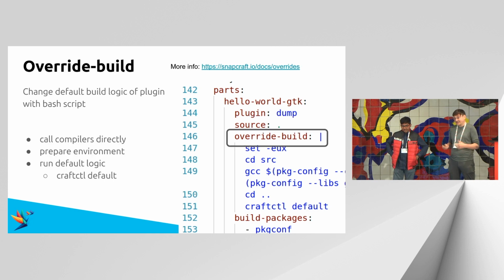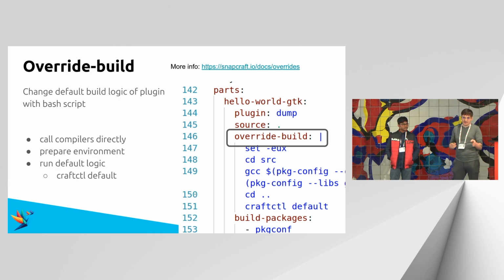Since we want to add our own compilation logic, we use override-build in order to add a script in there that goes to the right directory, calls the compiler, and then builds it. And then at the end of this custom script, we can still call the default logic for that plugin.